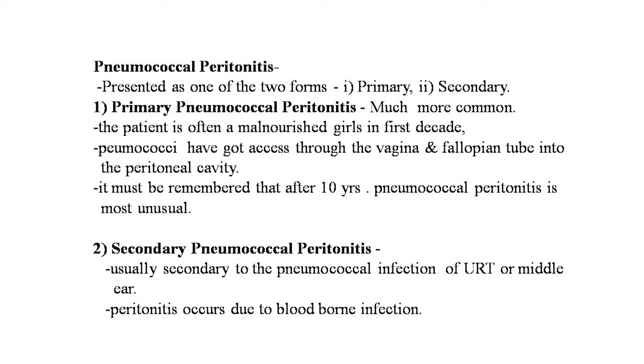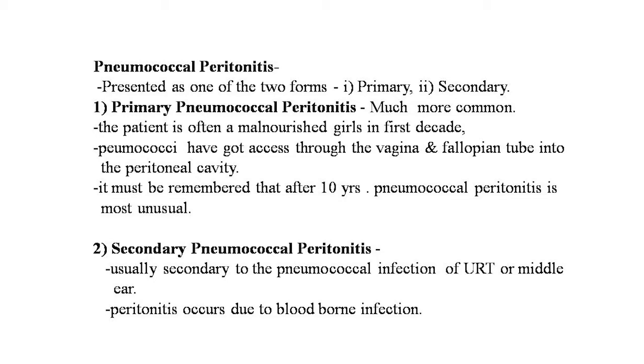Pneumococcal peritonitis: this disease presents as one of two forms. One is the primary and second is the secondary. Primary pneumococcal peritonitis is much more common. The patient is often a malnourished girl in the first decade. In these cases, pneumococci have got access through the vagina and fallopian tubes into the peritoneal cavity. It must be remembered that after 10 years, pneumococcal peritonitis is most unusual.